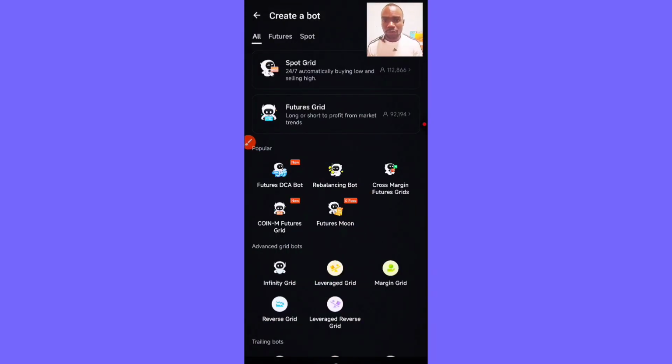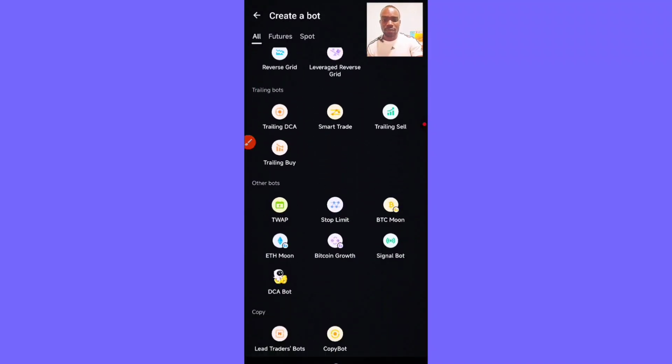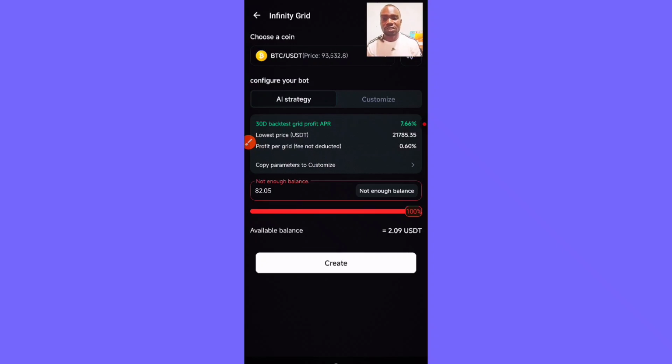So here we have all the bots that are supported by the Pionex account. We have the most popular bots, we have the advanced bots, then the trailing bots and other bots. Our main focus is now to catch those trending markets, and the best bot to do so is the Infinity Grid Bot. So that's what we are going to put our main focus into. Just click here to create an Infinity Grid Bot.